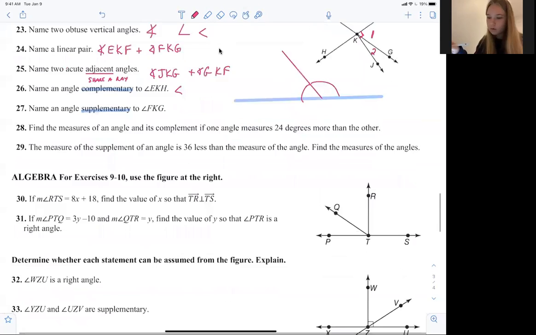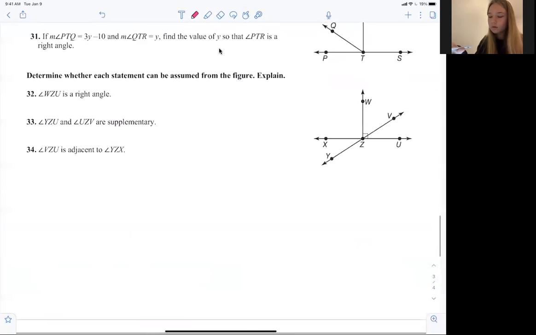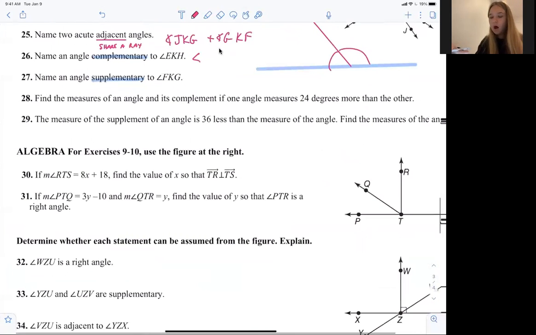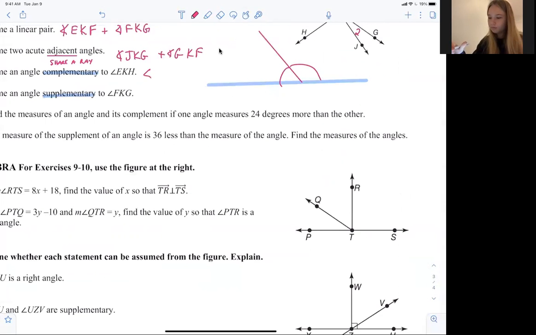All right. Yeah, we're almost done. 28. The measure of an angle and its complement. I'm sorry, find the measure of the angle and its complement if one angle measures 24 more degrees than the other. What are the two angles?